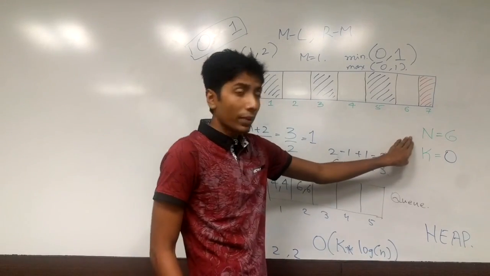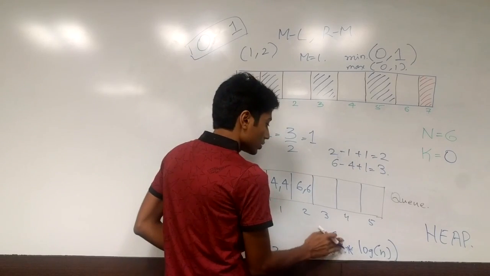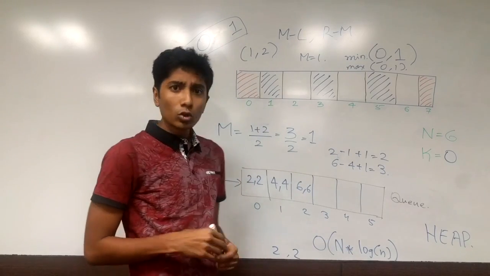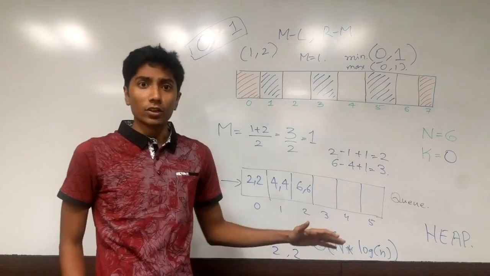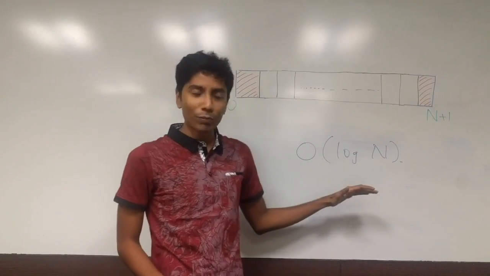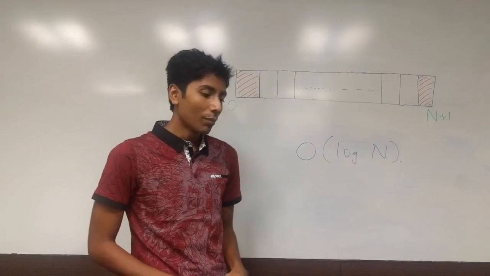K can be as big as n. That's a constraint of the question. So this is n log n. Not too bad, but you can do much better. So that is the approach to the priority queue. There is a more efficient approach, which is log n order time, but I'll be posting that tomorrow.